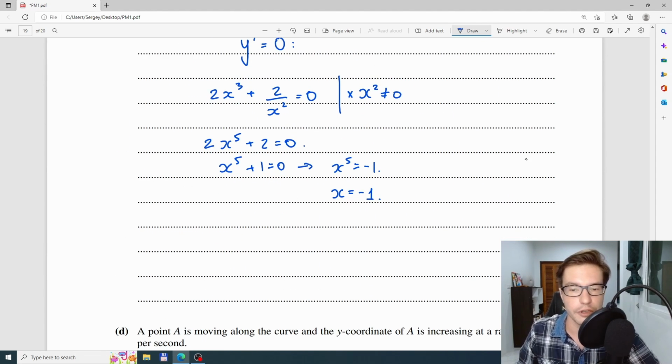Therefore, there are no other points. And I'm just going to write it down. Therefore, no other stationary points.